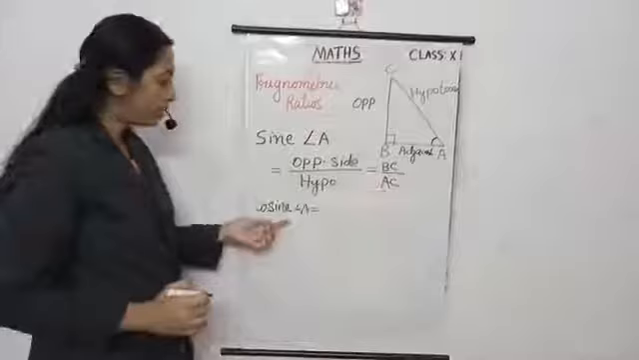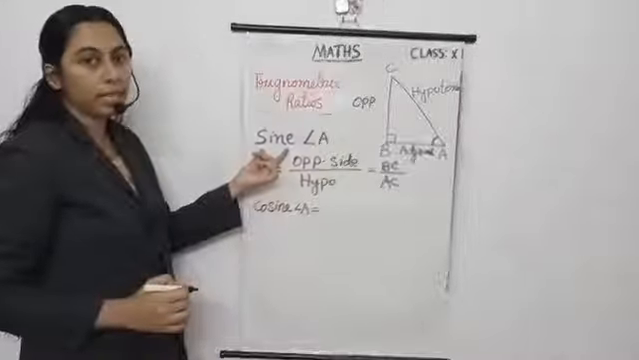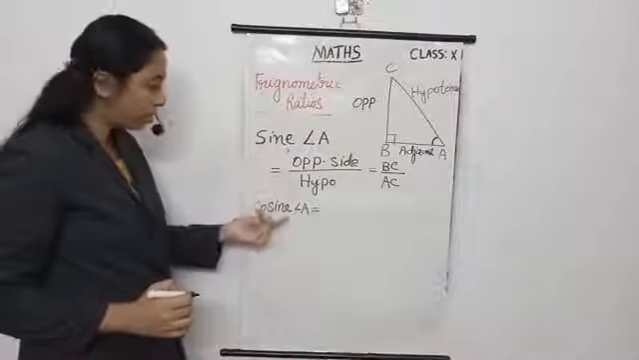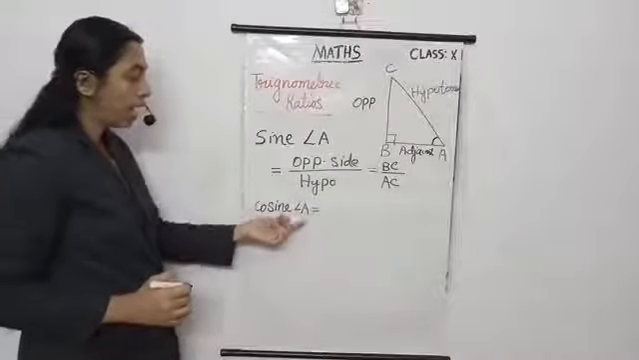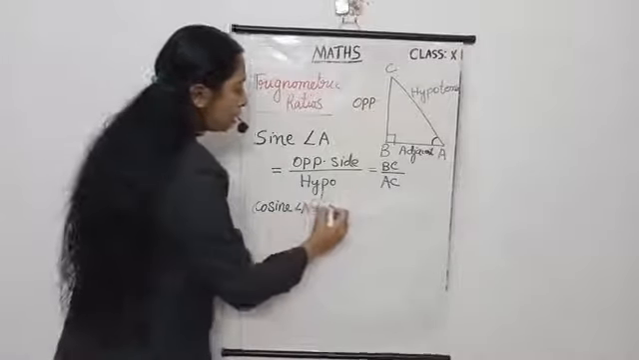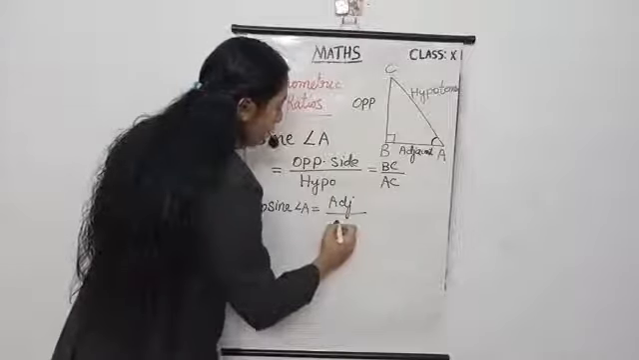The next ratio is cosine of angle A. The short form of sine is sin, S-I-N, and cosine is cos, C-O-S. So cosine of angle A is the adjacent side by the hypotenuse.